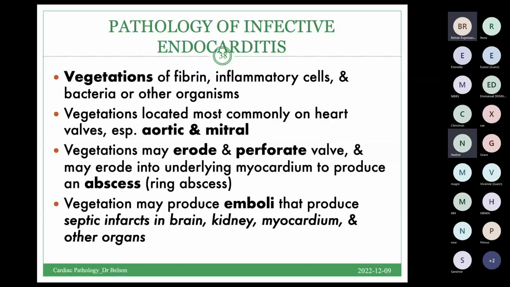Vegetation may erode or perforate valves. Birumvikana, if the valves are eroded or perforated, regurgitation of the blood will take place. So they can produce emboli, and this will produce septic infarcts in the brain. So you understand now, an embolism which is composed of just blood clot, it is one thing. But when it is composed of bacterial things, you can imagine if just a mass of bacteria reaches the brain, what will happen? There will be a severe inflammation, infection.